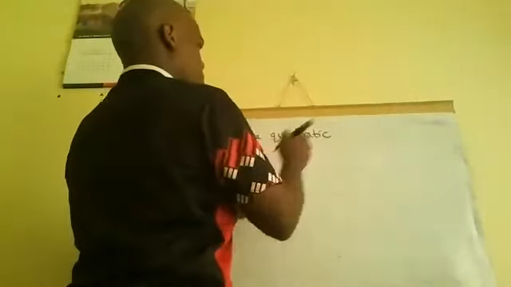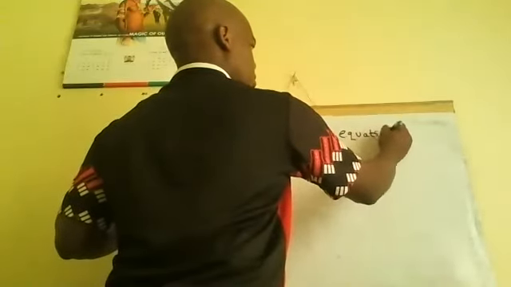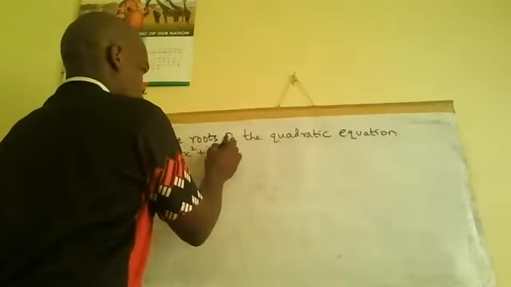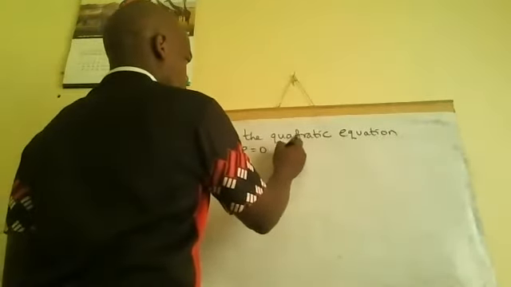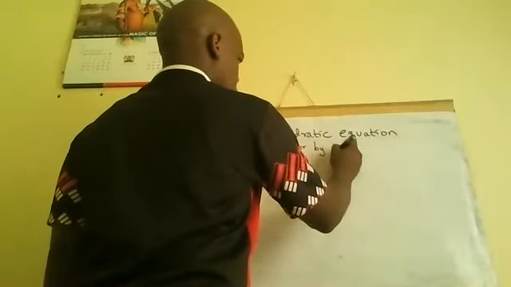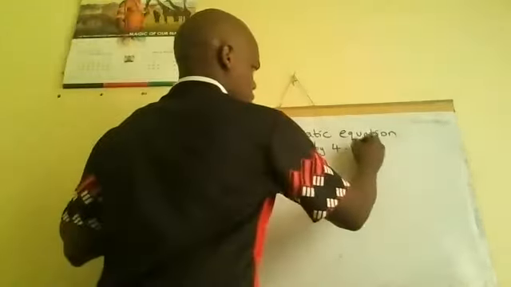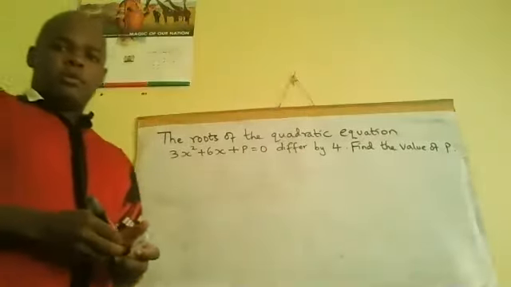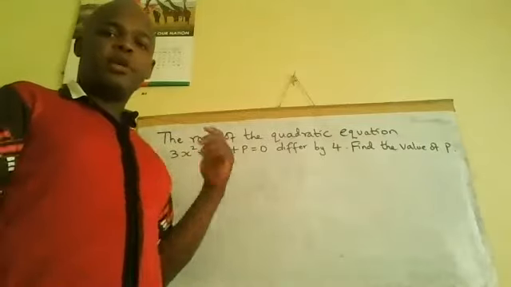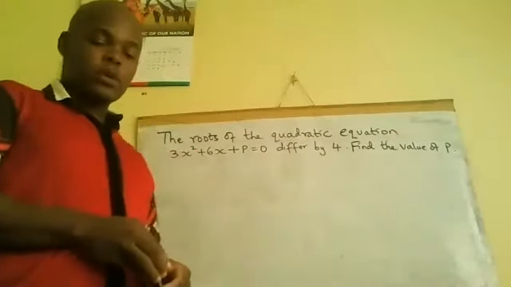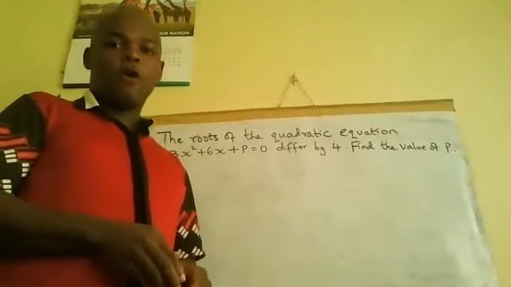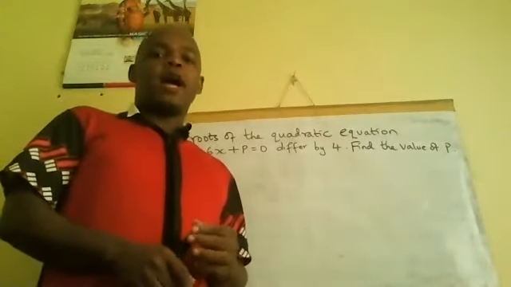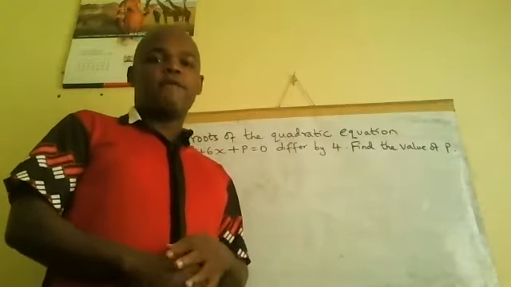So the other question is, write this question. The roots of the quadratic equation 3x squared plus 6x plus p is equals to 0 differ by 4. Find the value of p.